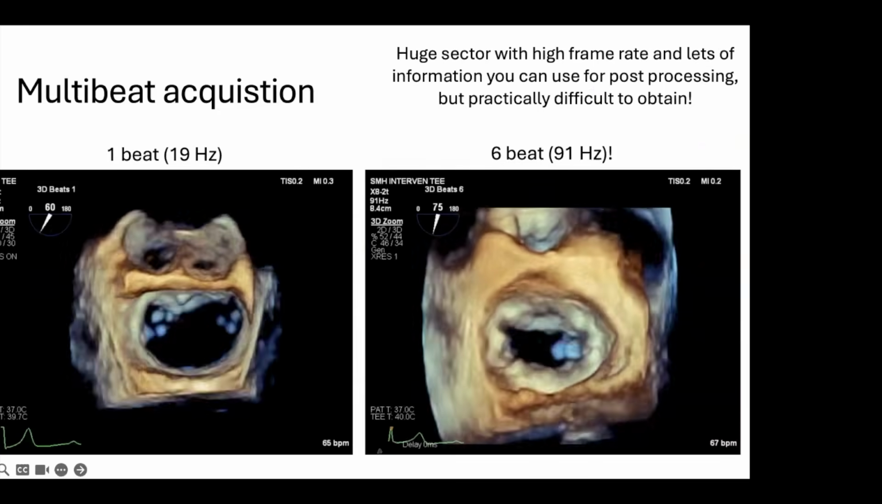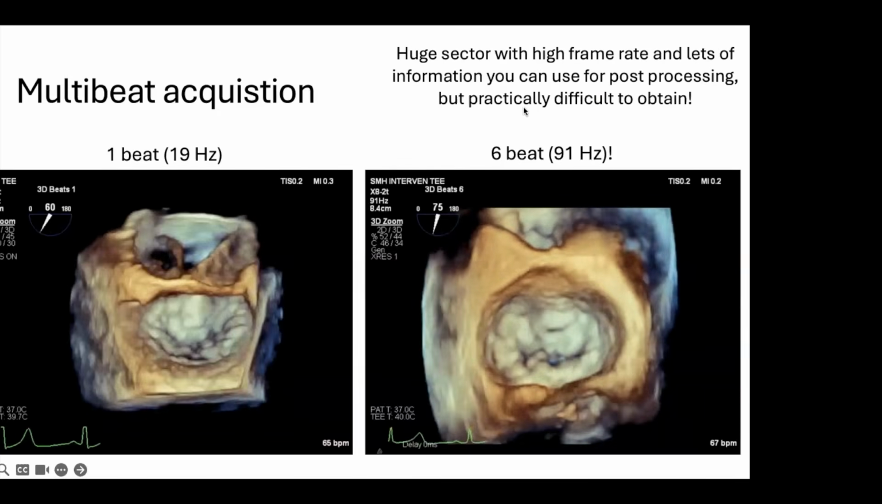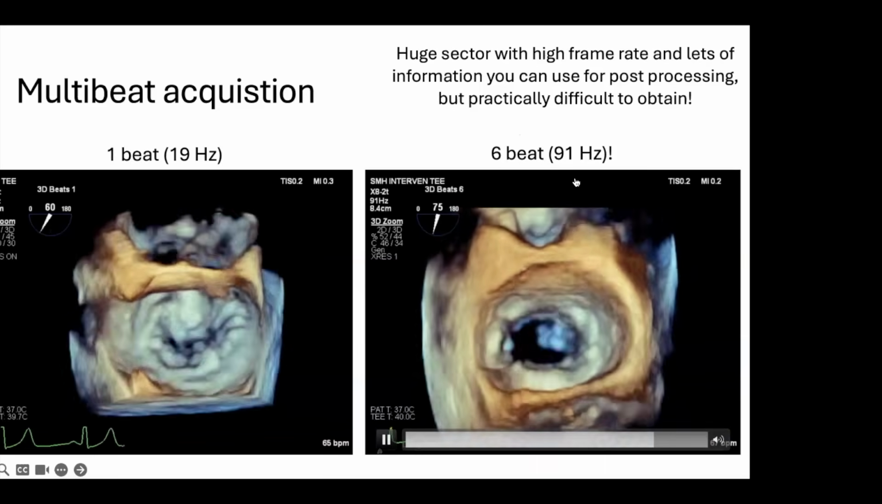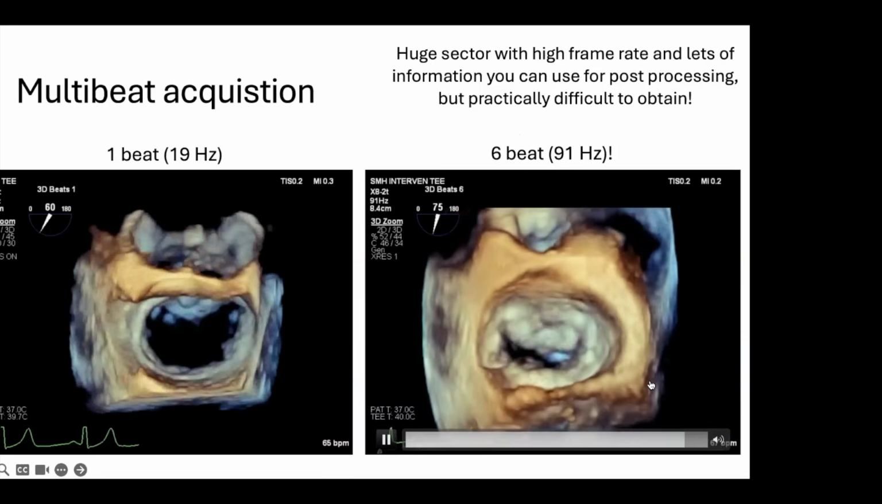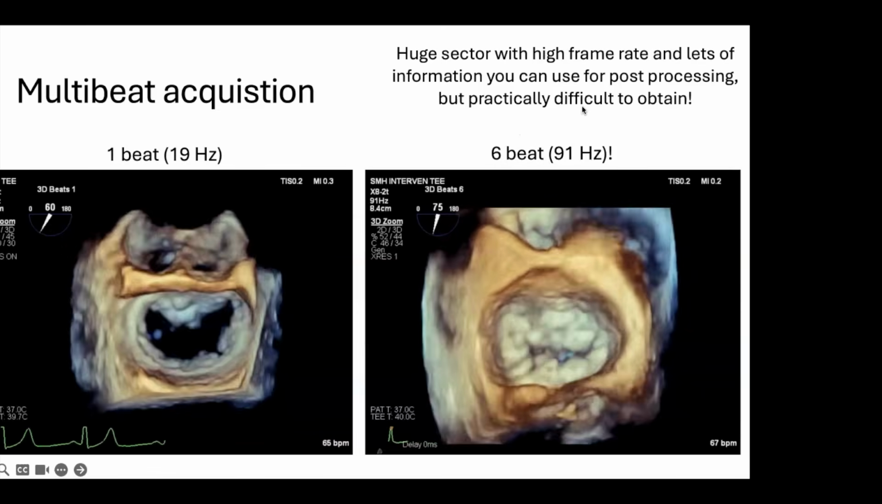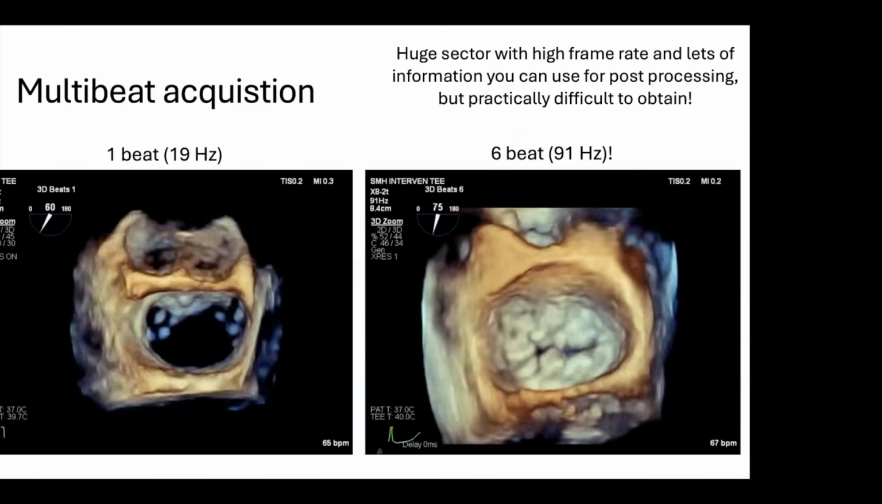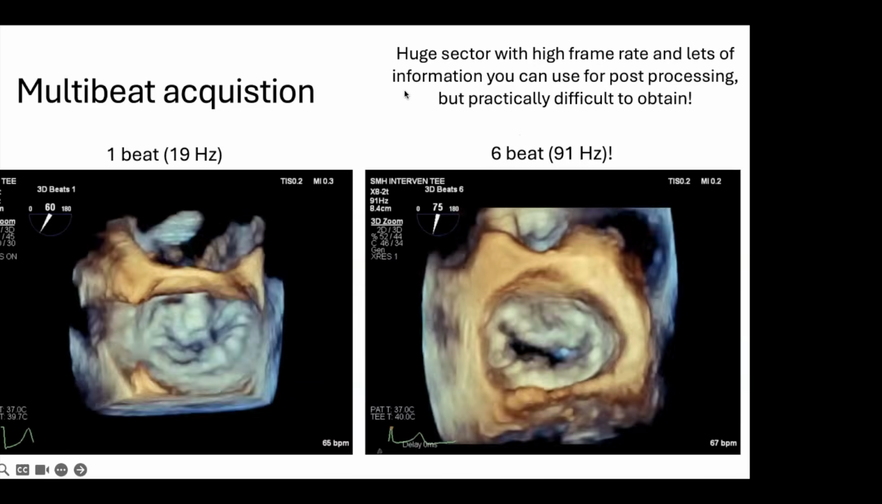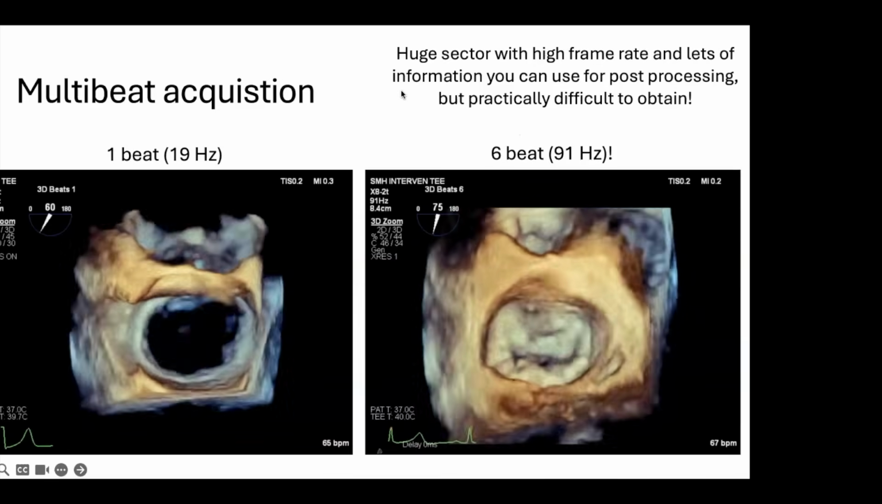Sometimes you get lucky though. This is a patient that we did 6-beat acquisition on. The frame rate's 91 hertz. The imaging sector is huge, and the valve looks quite nice. So if you have the right patient that's in a regular heart rhythm and can perhaps do a breath hold, multibeat is really nice to improve your frame rate and then what you're able to do with that data set.